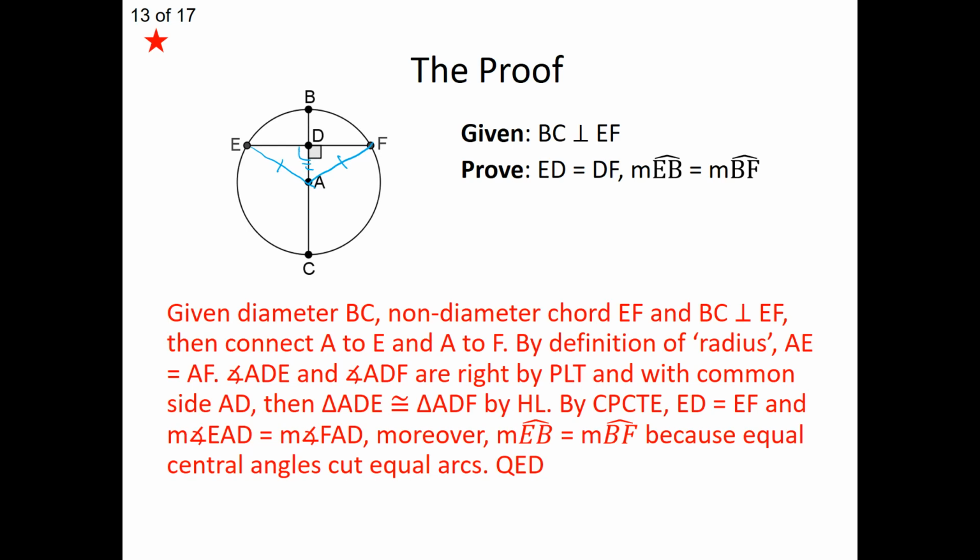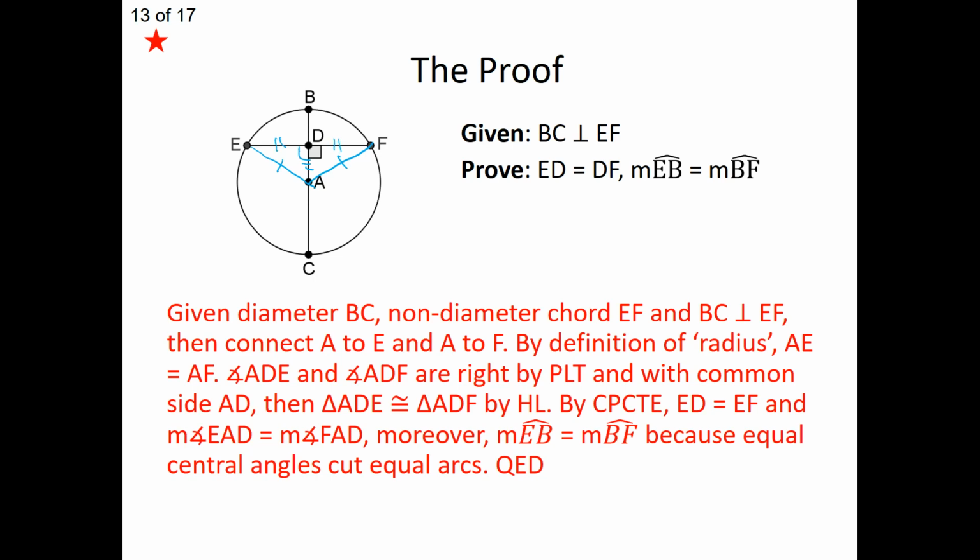What we're leading up to, again, is some congruence. We actually do have congruence between these two triangles now. ADE and ADF are congruent by HL, our special case hypotenuse leg. Remember, with that one, we need equal hypotenuses, which happen to be our radii. We need an equal pair of legs, which happen to be that common side. And the triangles need to be right triangles, which we do have because we're given they're perpendicular. So thus, by CPCTE, right off the bat, we can claim ED is equal to DF.